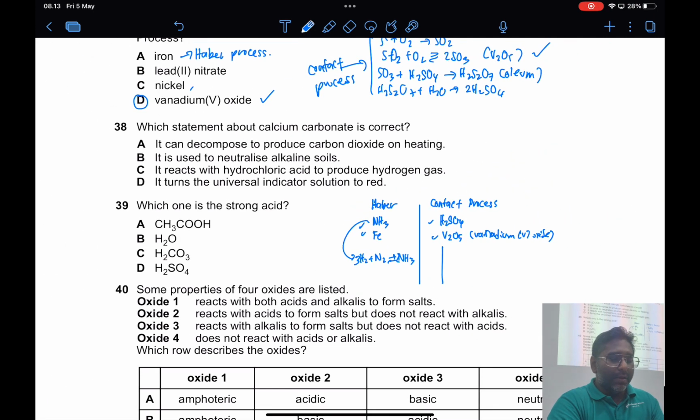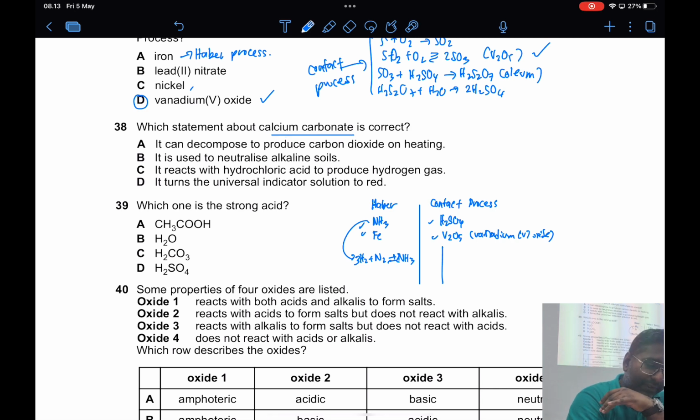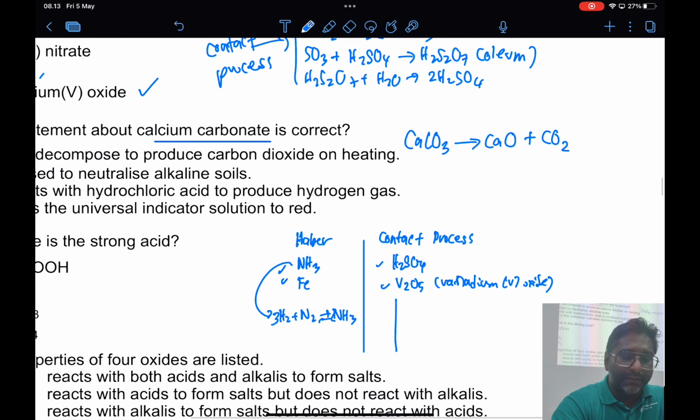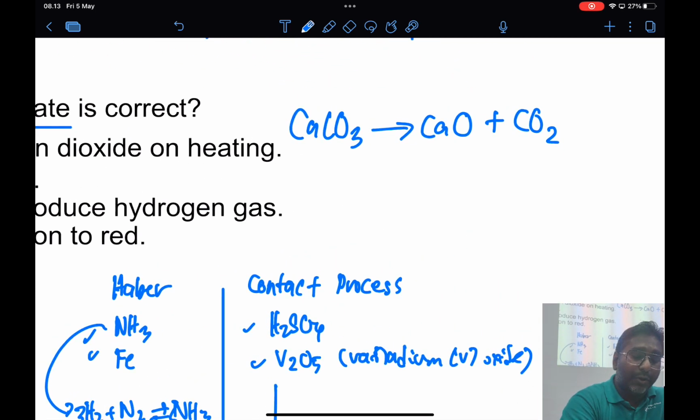Okay, next. Now, which statement about calcium carbonate is correct? I want Dave to answer this. Calcium carbonate can decompose to produce carbon dioxide on heating, correct? Yes. If you have calcium carbonate, decompose means it will break down with the heat. It will give you calcium oxide plus carbon dioxide. But nitrates also can break down. So let's say calcium nitrate.